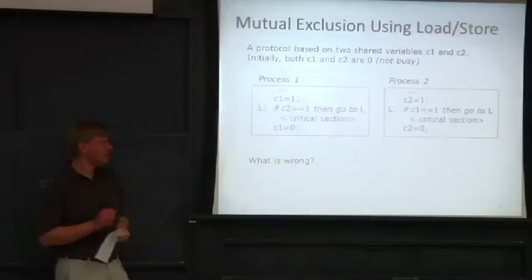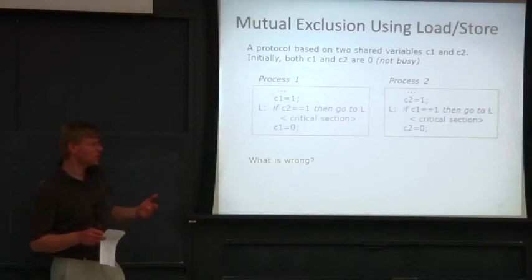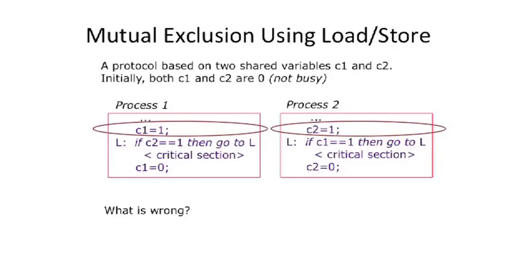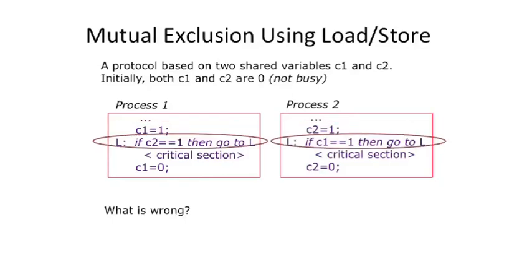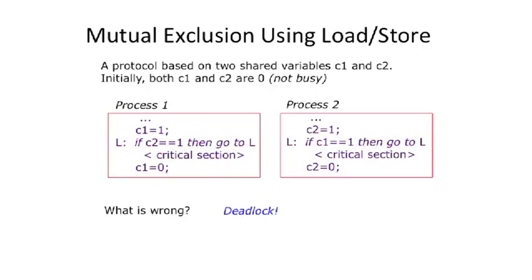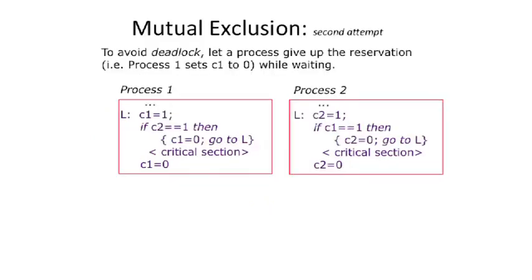OK, anyone see any problems here? Yeah, if they both set their variables to 1, so if we interleave these two instructions, and then both do the checks, C1 and C2 are both going to be equal to 1. They're both going to check and say, OK, C2 is equal to 1, C1 is equal to 1, spin forever. None of them will ever get to their release of the semaphore. And all of a sudden, you have deadlock. That's not great. So this is why this stuff is really hard to do.